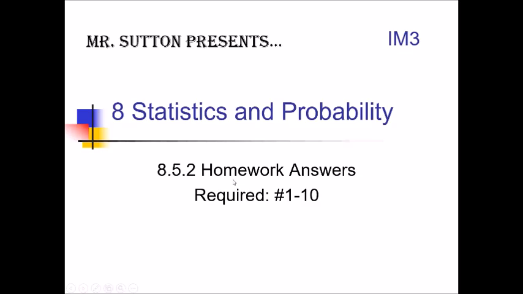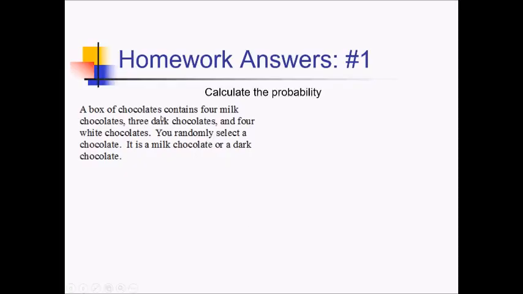On this one, we have a box of chocolates containing 4 milk chocolates, 3 darks, and 4 white chocolates. We randomly select one, and we want to know the probability that it's a milk chocolate or a dark chocolate. Well, since we're talking about adding probabilities, we also have to factor in whether or not there's any overlap between these two groups. Can something be a milk chocolate and a dark chocolate?